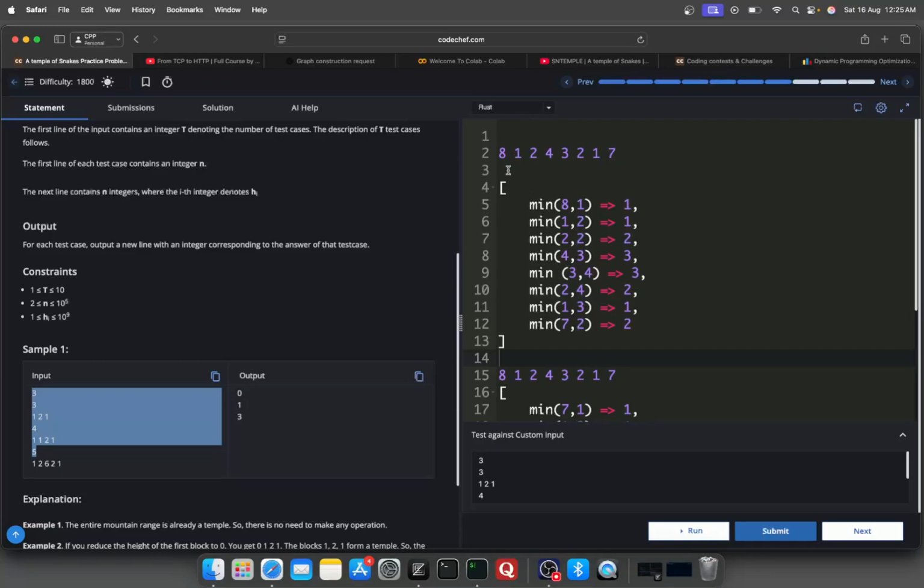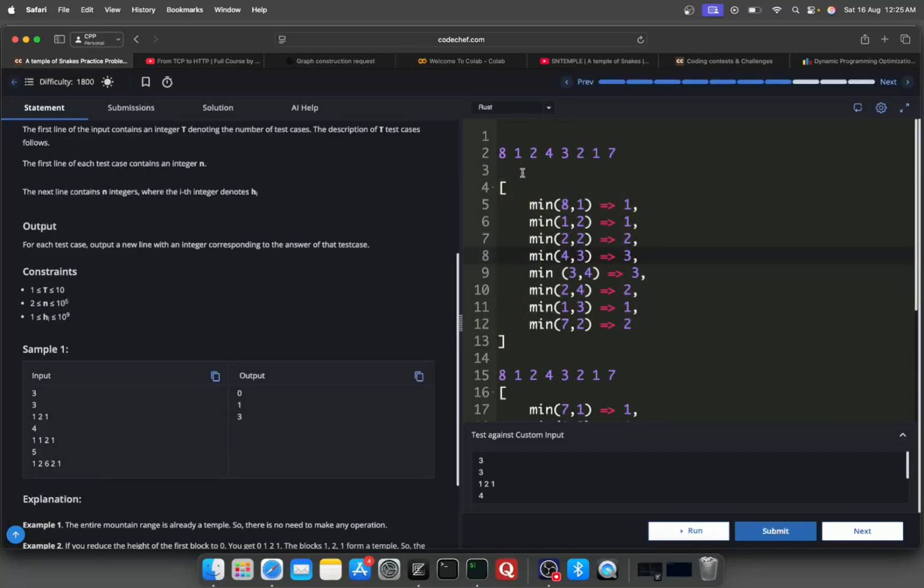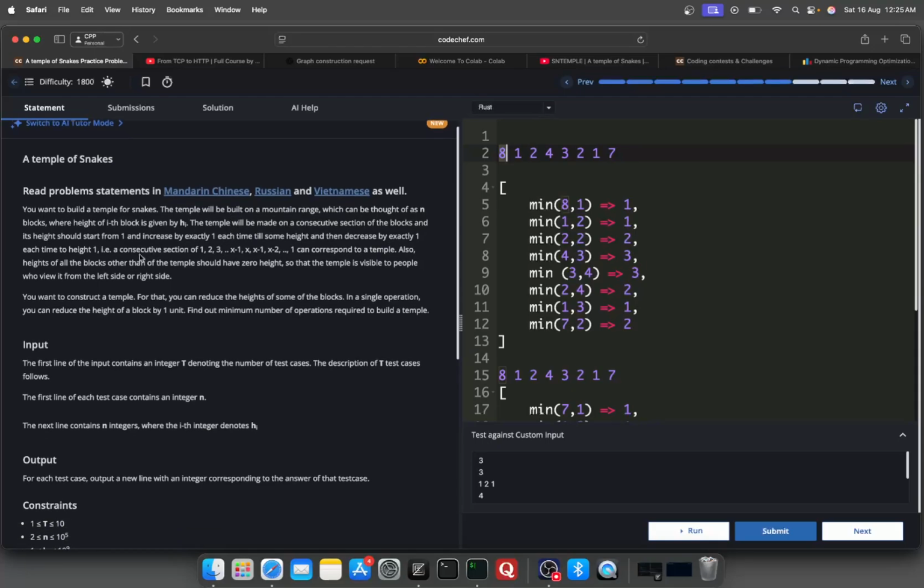Okay, so I came up with this idea, and let's suppose we start from 1, because the start of this desired array is 1 or 0. We can put as many zeros on the left side and right side, but the temple should start from 1. So we are trying to maximize our peak point, right?